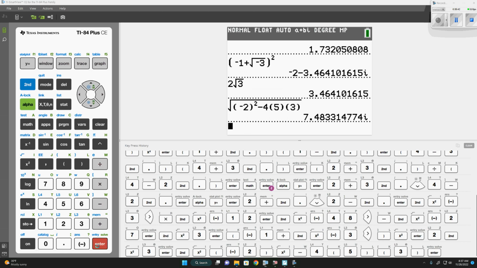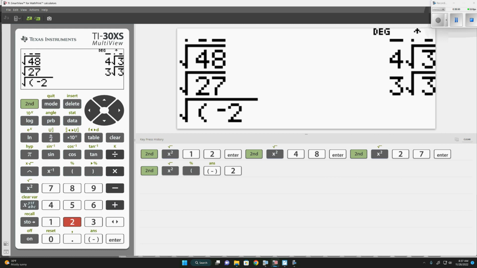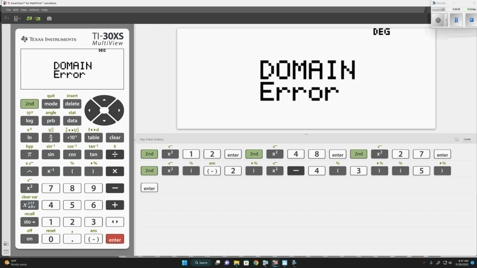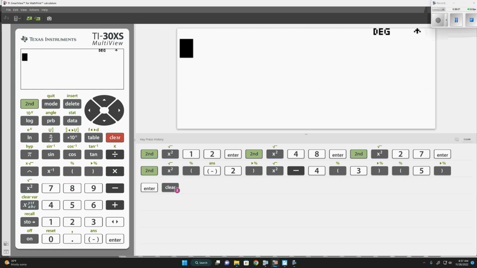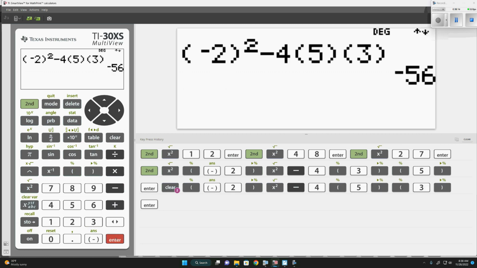Now, we know that the TI-30XS does simplify radicals, so we could try typing it in here. 2 squared minus 4 times, and I know I just flipped the 5 and 3, but it doesn't make a difference. This here, again, the TI-30XS does not do imaginary numbers. So that's where we kind of run into an issue with both. So I find instead of typing the whole thing in with the radical, I will type it in and find out what it is without it. So negative 56.